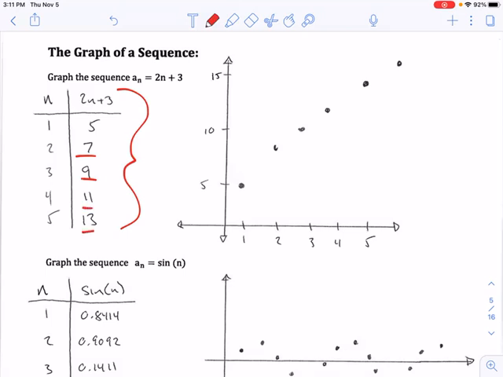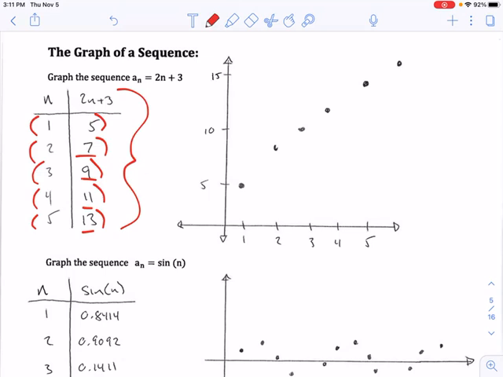So just like with a function, these are ordered pairs. So we have the ordered pairs (1, 5), (2, 7), (3, 9), (4, 11), and (5, 13). Once again, I want to make sure that you understand that the domain of a sequence is different than the domain of a function, and that makes a big difference in how we actually graph the sequence. With a function, usually the domain is a set of real numbers, with some exceptions for division by 0. With a sequence, the domain is the set of natural numbers: 1, 2, 3, 4, 5.